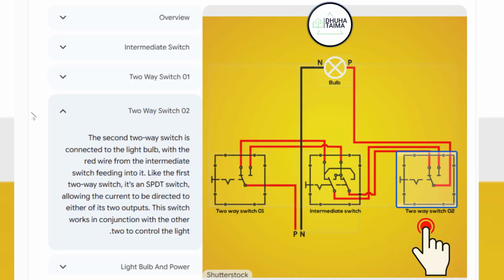The second two-way switch is connected to the light bulb, with the red wire from the intermediate switch feeding into it. Like the first two-way switch, it's an SPDT switch, allowing the current to be directed to either of its 2 outputs. This switch works in conjunction with the other 2 to control the light.